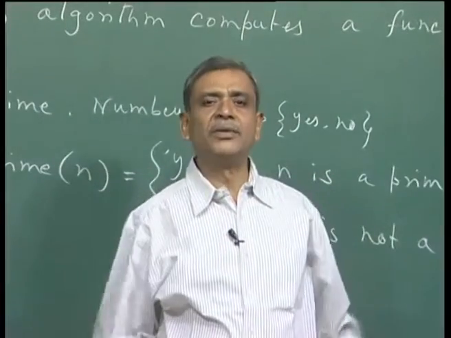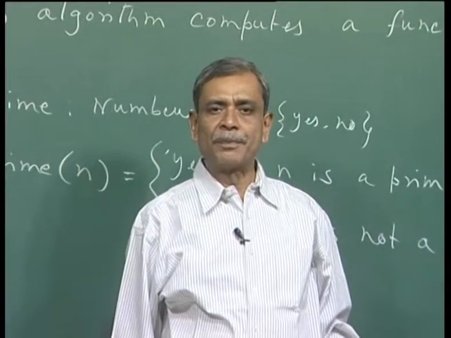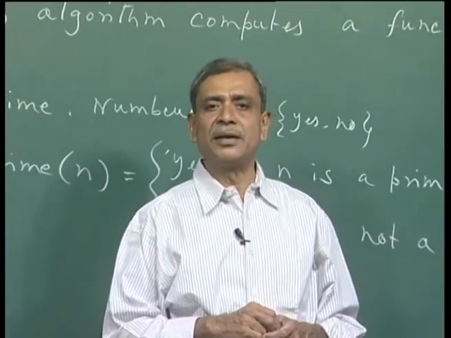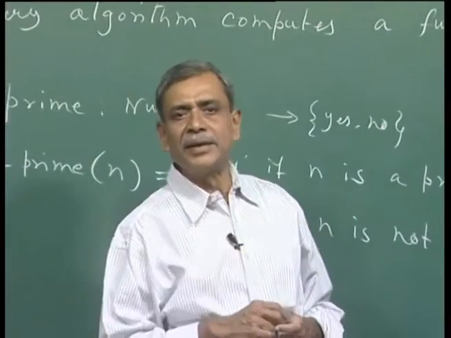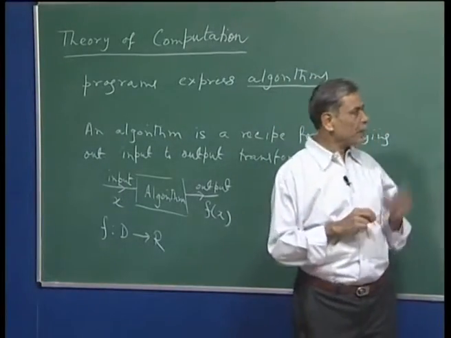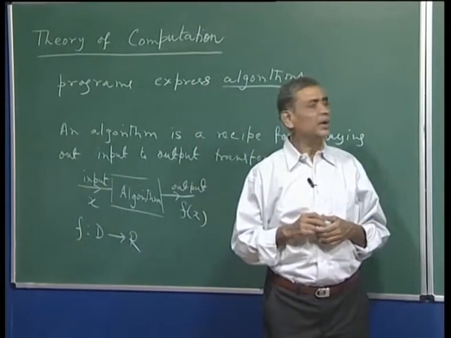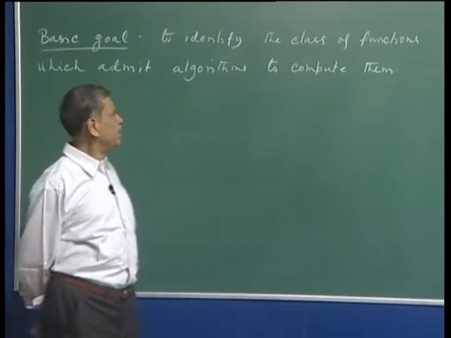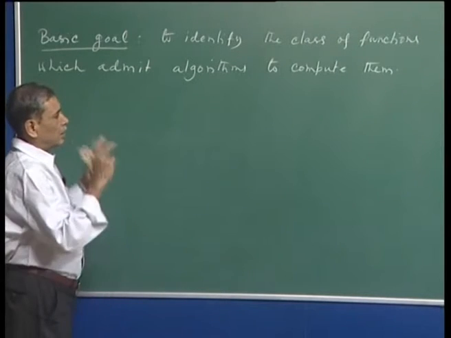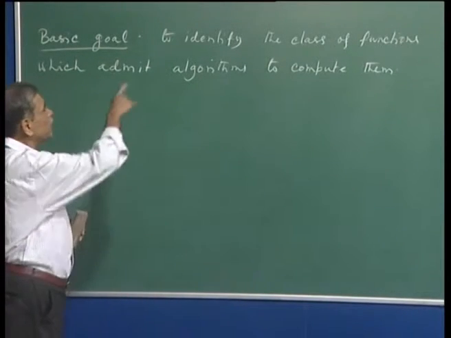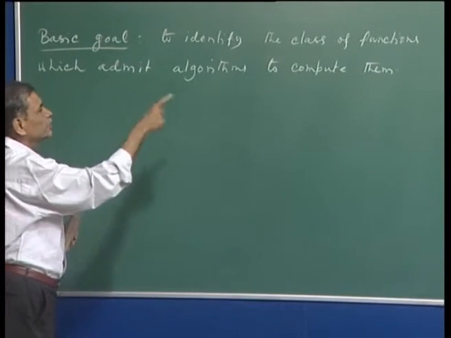In other words, if you think of the class of all functions, then only a tiny subset of these functions admit algorithms to compute them. And this is something which we will be able to prove and demonstrate in our theory. So, a primary goal of our theory is going to be to figure out which functions will admit algorithms to compute them. The basic goal of the course that we are going to go through in this series of lectures is to identify the class of functions which admit algorithms to compute them.